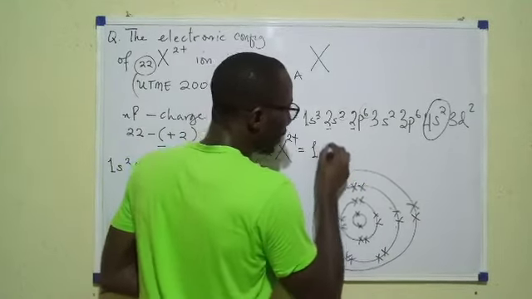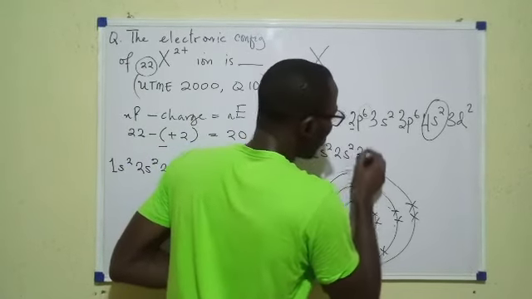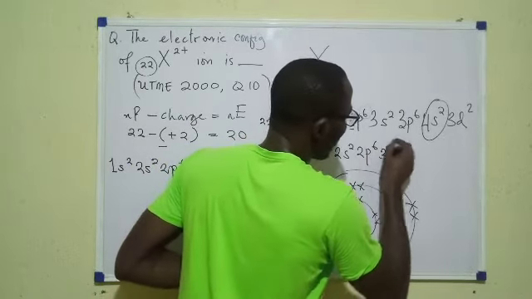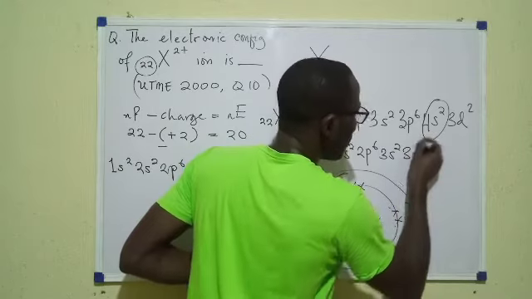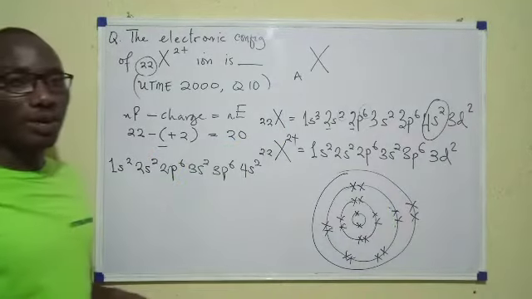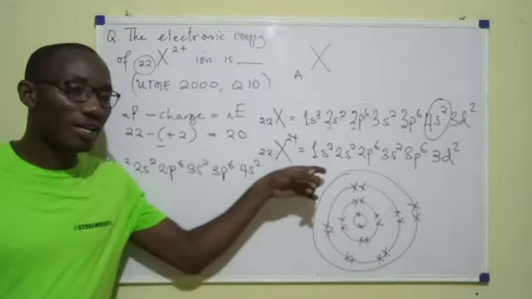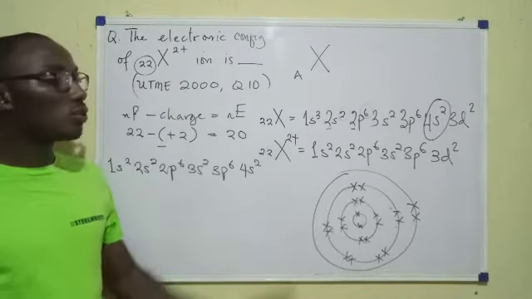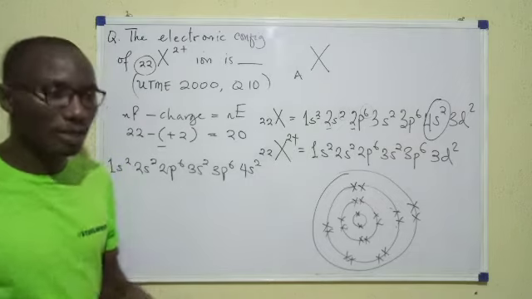becomes 1s2, 2s2, 2p6, 3s2, 3p6, 3d2. That's our answer. Alright? So this is the correct answer to the question. And it works like that for transition metals usually.